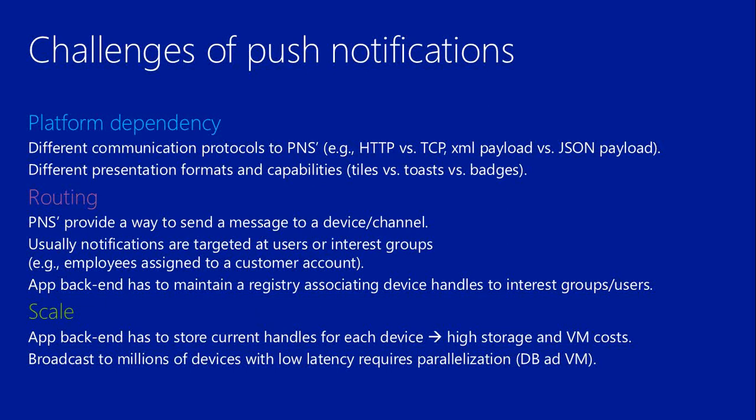Along with that, there's scale. As an app backend has to store the current handles for each device, if there are lots of devices, then there is high storage and VM cost involved. So scaling becomes another challenge for push notification. Now, if we have so many challenges, how do we handle them? Is there any way to deal with it?